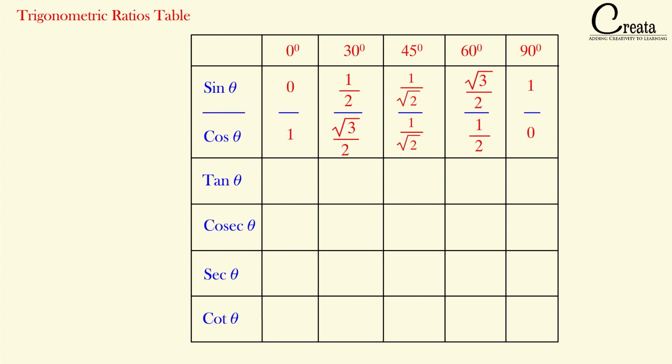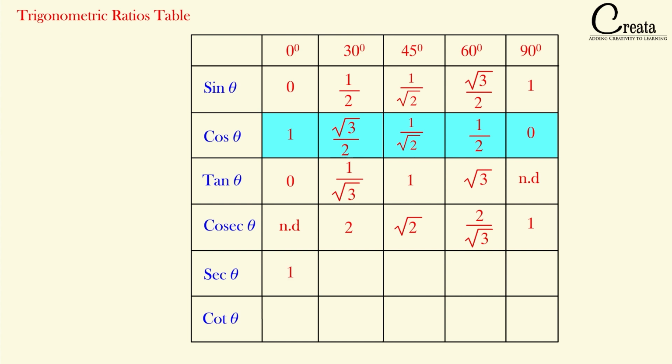Tan theta, it is sine upon cos, 0 upon 1 it is 0, 1 by 2 upon root 3 by 2 it is 1 by root 3, 1 by root 2 upon 1 by root 2 it is 1, root 3 by 2 upon 1 by 2 it is root 3, 1 upon 0 it is not defined. Cosec, it is the reciprocal of sine, just do the reciprocal of all these 5 values. Similarly, sec is the reciprocal of cos, let's do the reciprocal of these 5 values. Lastly, cot is the reciprocal of tan. Let's do the reciprocal of these 5 values.